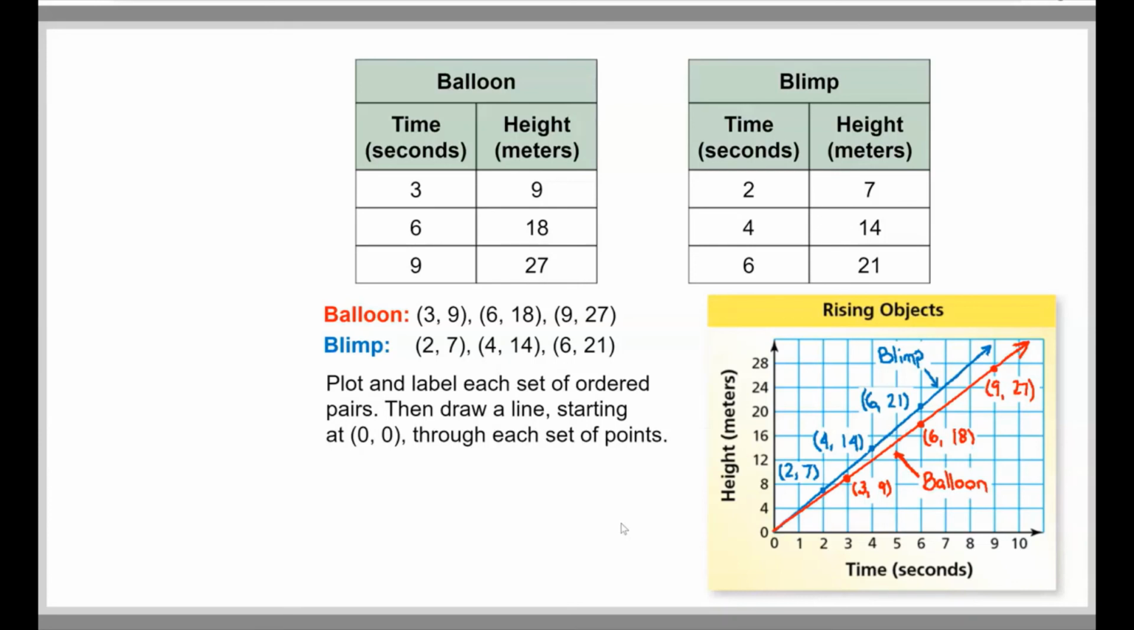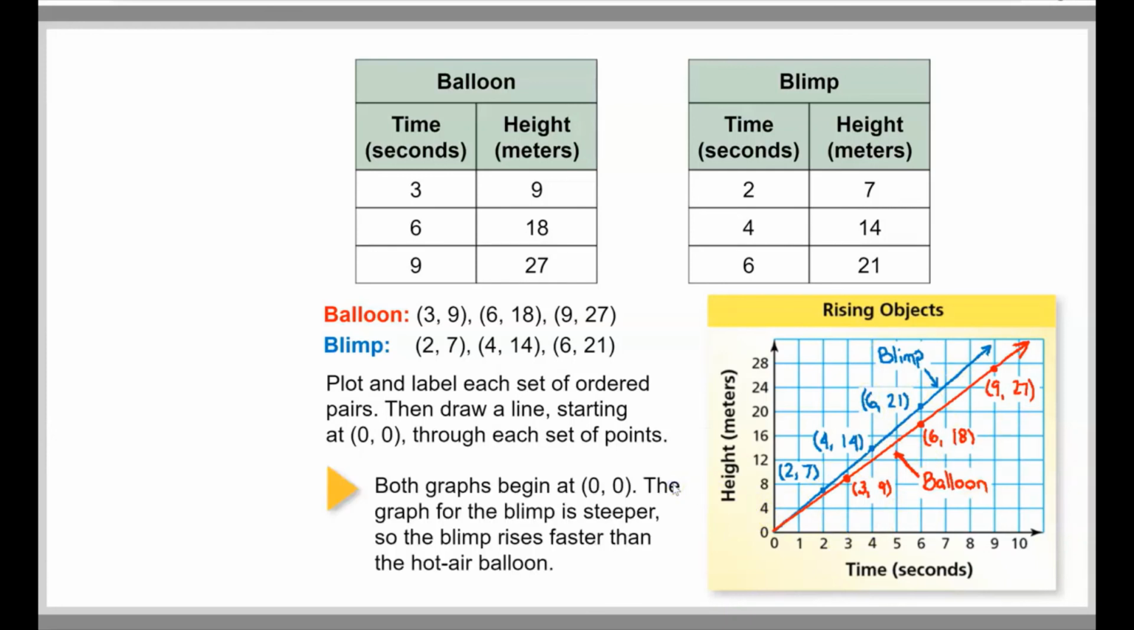Now, we can look at these graphs here and determine which one is rising faster. You'll notice the blue line is higher than the red line, and if they were to continue, the difference between these would get larger over time because the height is increasing faster over time for the blimp than it is for the balloon. So we could use that to answer this question here.